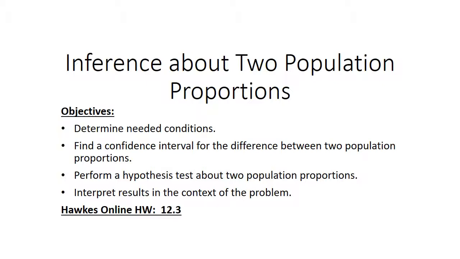It's important in this section to perform hypothesis tests about two population proportions, but I won't be covering that in this particular PowerPoint. And we're going to interpret results in the context of the problem. Your Hawks Online homework is 12.3 and does include both confidence intervals and hypothesis testing.